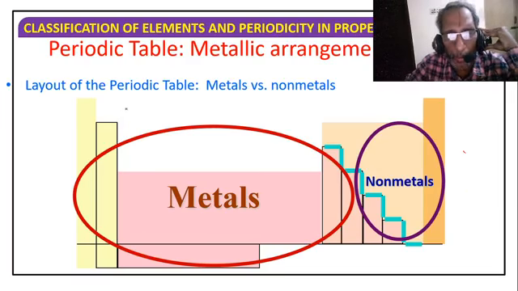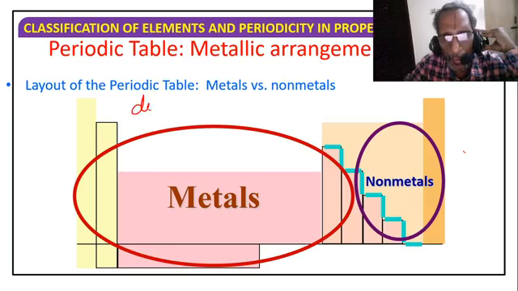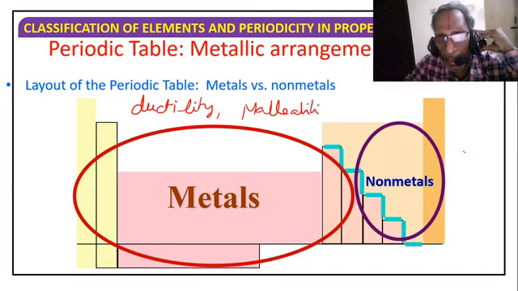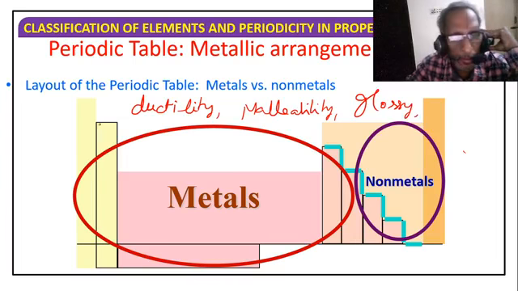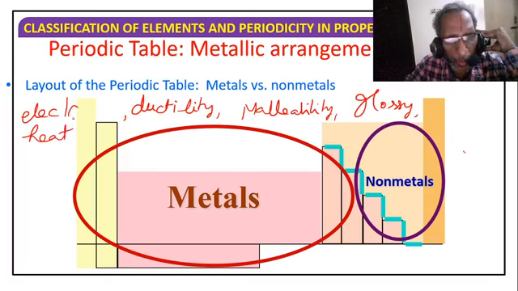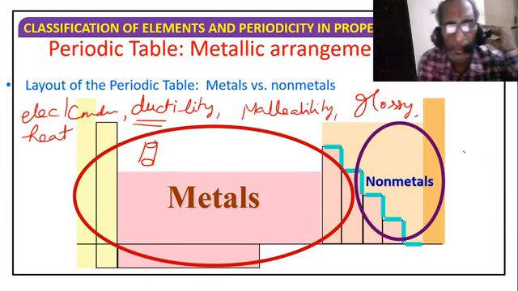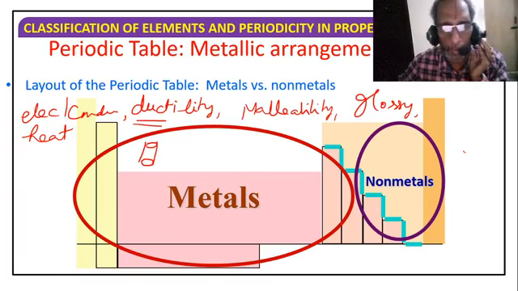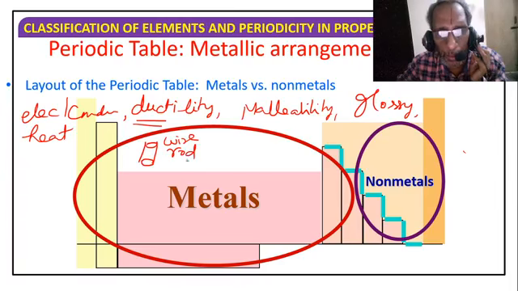So, what are the important properties of metals? Ductility, malleability, glossy appearance, electrical conduction, heat conduction. These are the important properties of the metals. Ductility, what does duct mean? Duct is a tubular structure. So it is the capacity to be formed in the form of tubular structures such as wires, rods, tubes.